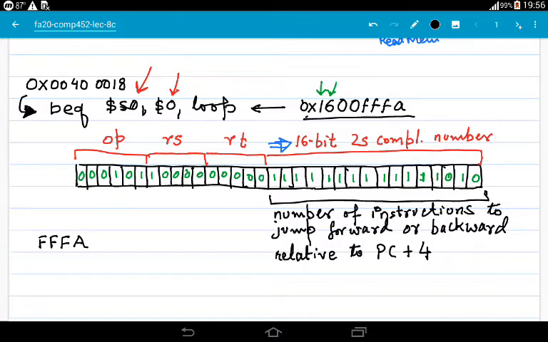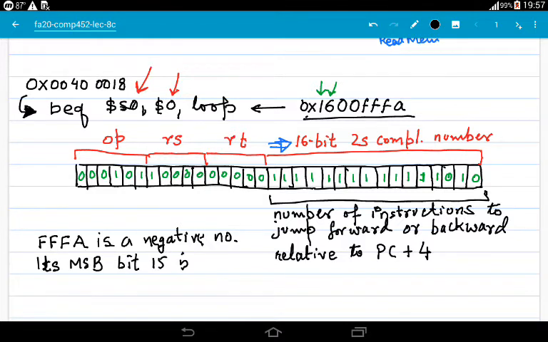Now, is this a positive number or a negative number? Yes, it is a negative number. Why is it a negative number? Because its most significant bit, which is bit 15, is 1.